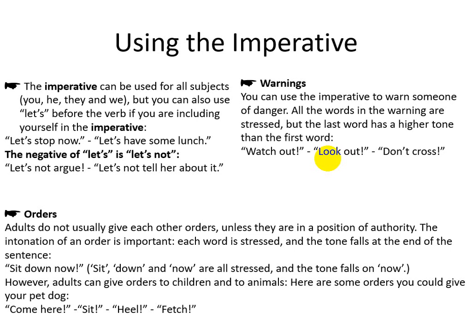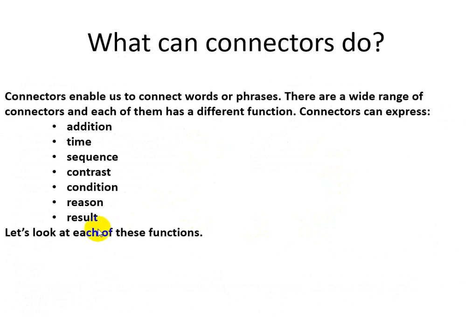Listen to me when we try to warn somebody. What does it say? The first word doesn't get strong stress, but the second word gets a rising voice: look out. See, look out, watch out, don't cross. The second word becomes louder, you put so much stress on it, so it gets the attention of the listener. The person listening to you knows you are warning them of something. The connectors: the concept of connectors is to enable us to connect words and phrases, meaning one links one sentence to another. Okay. We have two sentences.